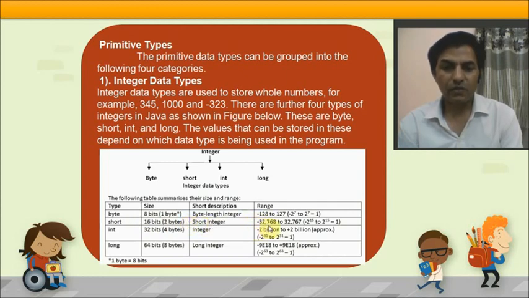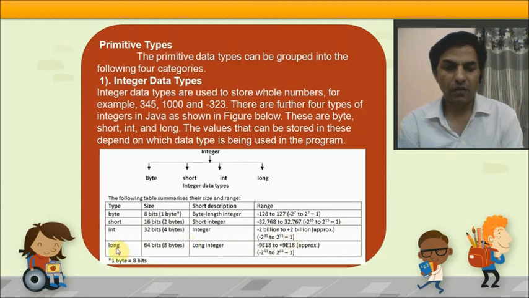Its range is -32,768 to +32,767, that is -2 to the power 15 to 2 to the power 15 minus 1. The third one is int. Its size is 32 bits or 4 bytes. It is used for integers, approximately -2 billion to +2 billion, that is -2 to the power 31 to 2 to the power 31 minus 1.